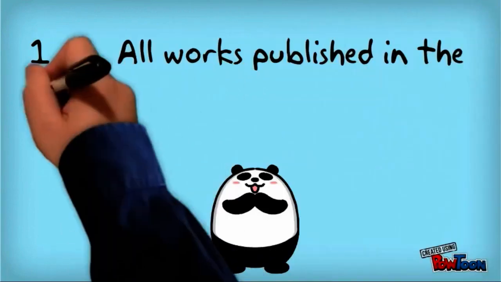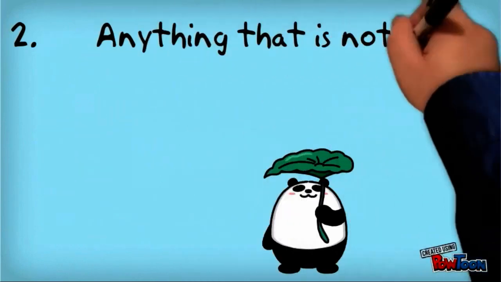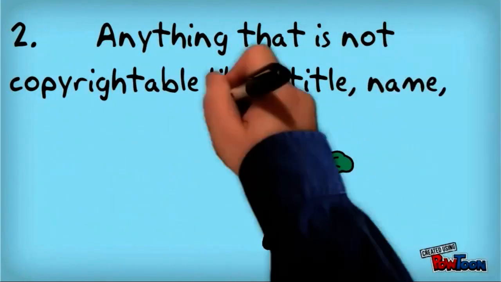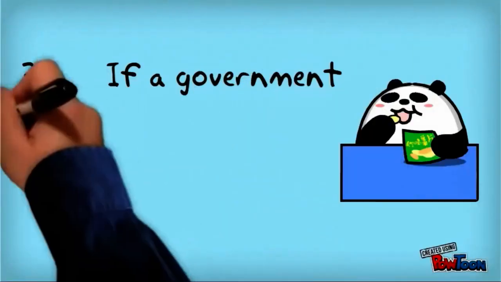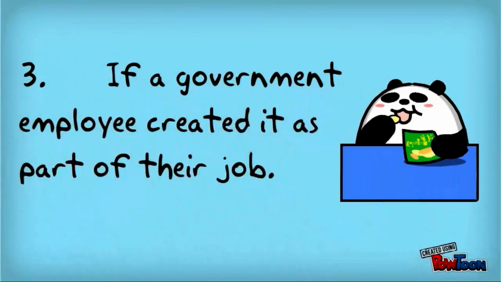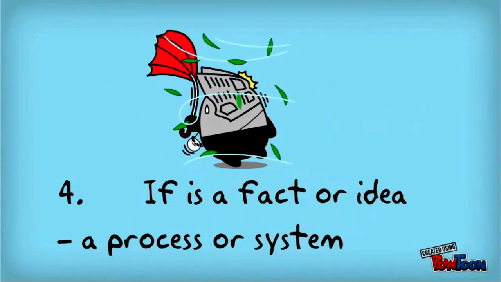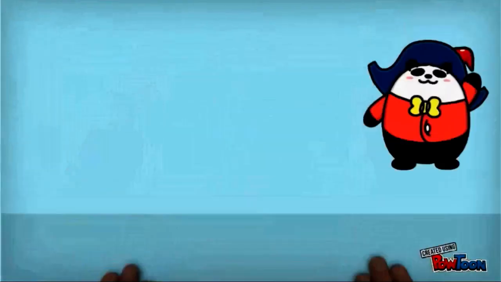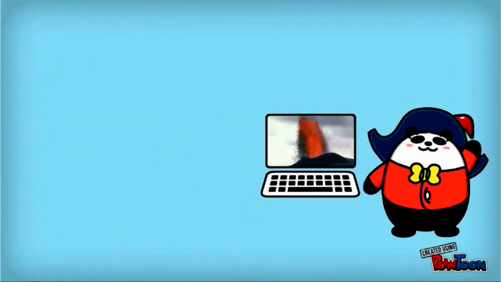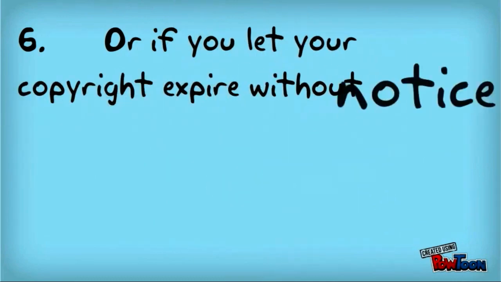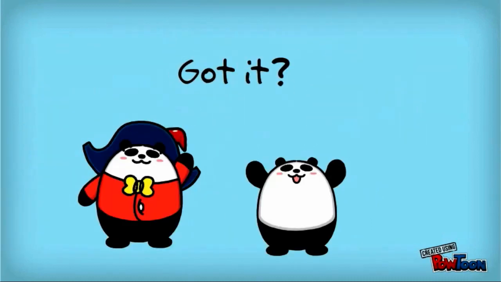1. All works published in the United States before 1923. 2. Anything that's not copyrightable, like a title, name, short phrase, familiar symbols, or numbers. 3. If a government employee created it as part of their job, so look for the .gov. 4. If it is a fact or an idea, a process or a system. 5. If you make something and assign it to the public domain, like this photographer did. Or 6. If you let your copyright expire without notice or renewal, it will end up in the public domain. Got it? Got it.